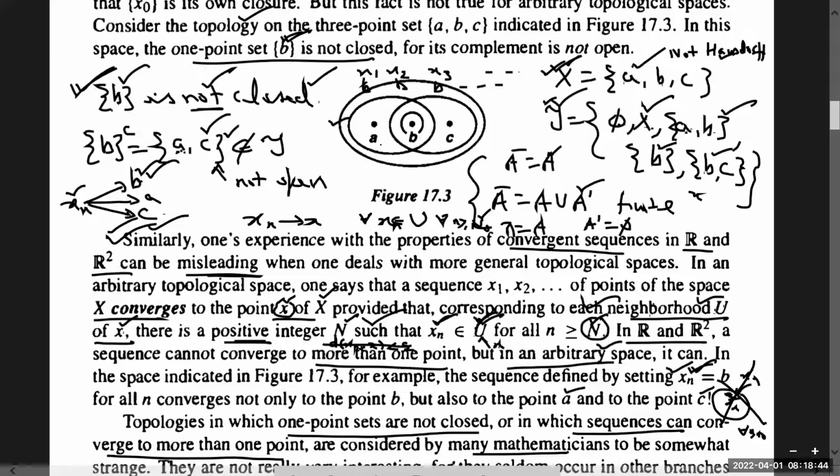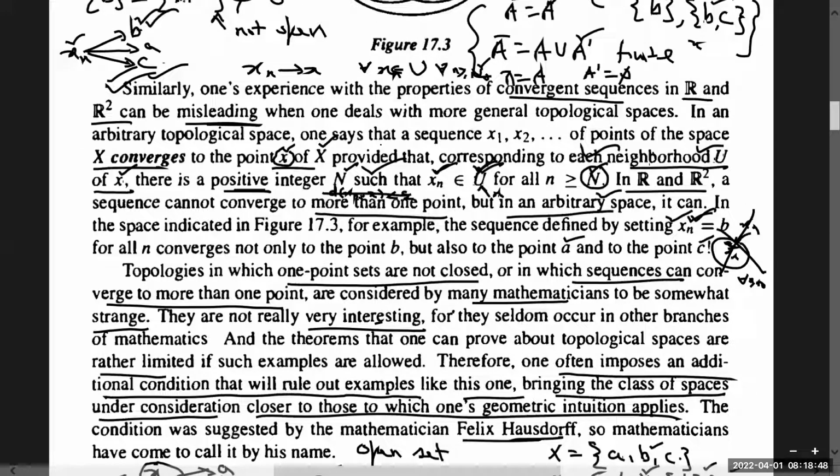Now look at this one. First of all, read this. Similarly, one's experience with the properties of convergent sequences in R and R2 can be misleading when one deals with more general topological spaces. In an arbitrary topological space, one says that a sequence x1, x2, ... of points of the space X converges to the point x of X provided that corresponding to each neighborhood U containing x, there exists some natural number n0 such that xn belongs to this neighborhood for all n greater than or equal to n0.